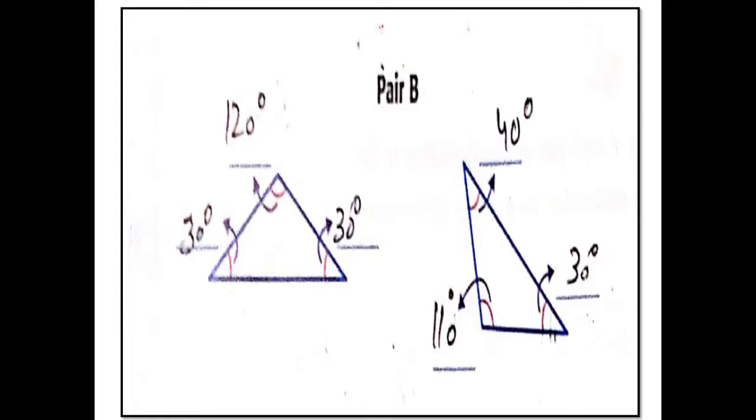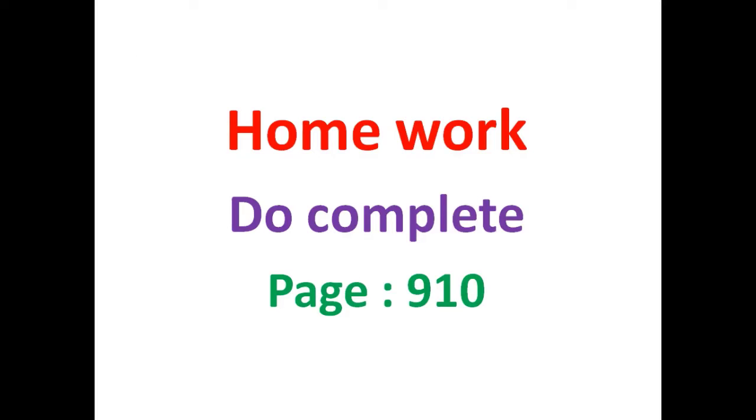Next, the other triangle of pair B. By using the protractor we will measure. One angle is 110 degrees, the second angle is 40 degrees, and the third angle is 30 degrees. When you add up, 40 plus 30 plus 110, we will get 180 degrees. For any type of triangle, if you sum all the angles, you will get 180 degrees.